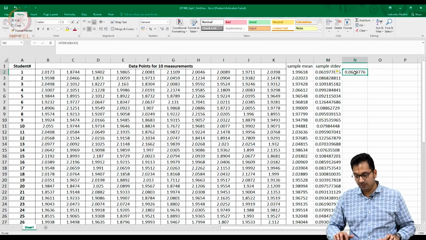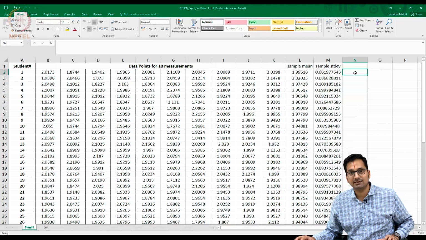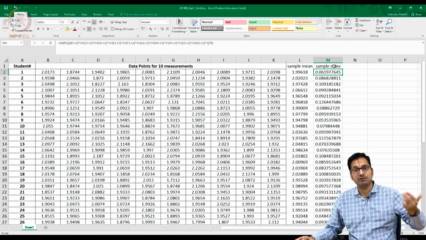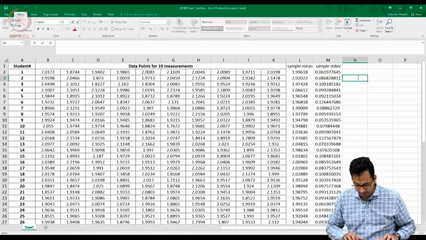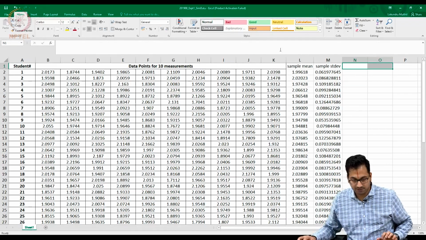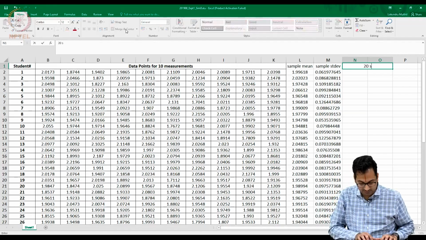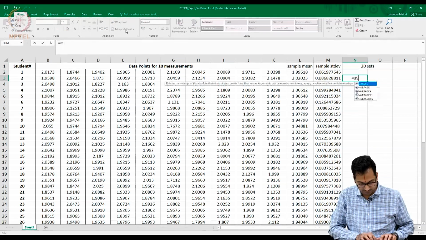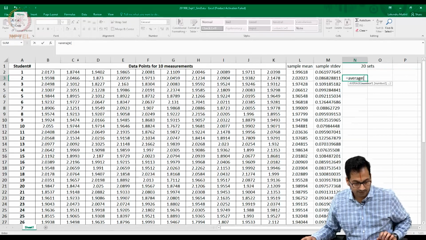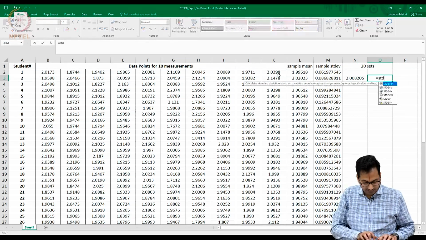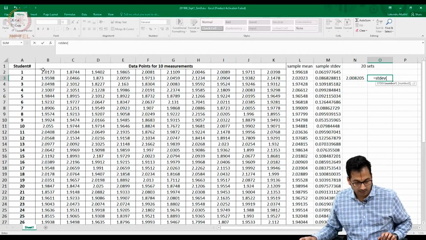So now that we have gotten this, let's try to understand, instead of using 10 data points in each of these, what happens if you use 20 data points at a given time. So here let's take a look at the average and standard deviation for 20 data points at a time. Let me merge the cells to say 20 sets at a time. So here I am going to say average and then select these 20 cells, and then similarly standard deviation and these 20 cells.